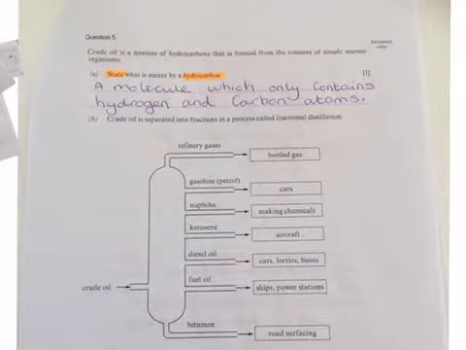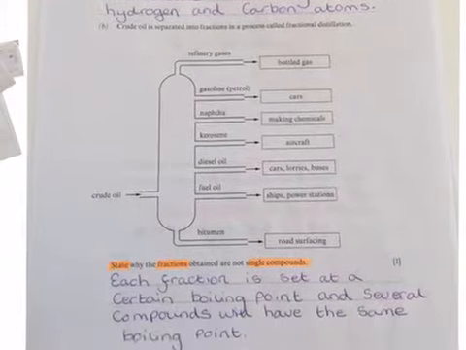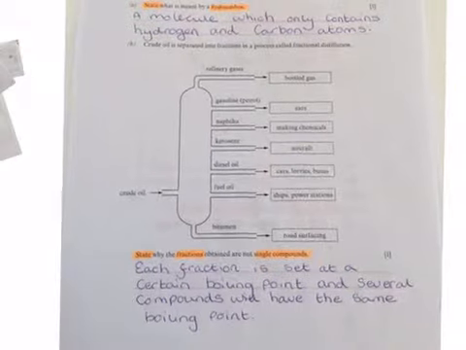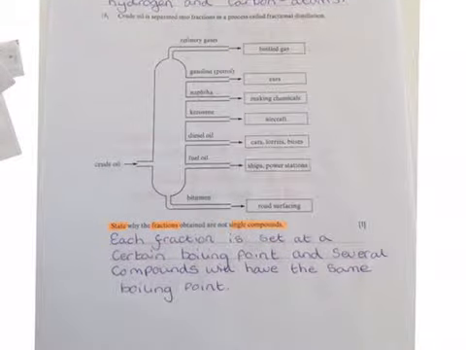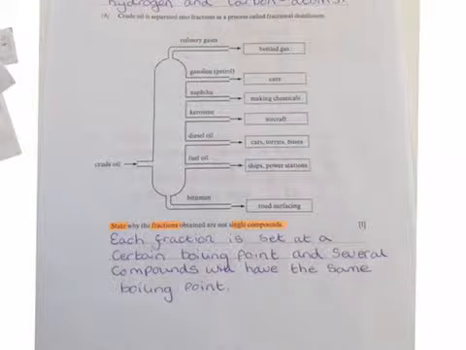Again, 1 mark, an easy mark, but you've got to just remember it. A molecule which contains only hydrogen and carbon atoms. Then you're looking at a fractional distillation. They've just given you a brief overview of what a fractional distillation looks like. So you've got crude oil going in and then the different molecules that you make based on how well it boils.